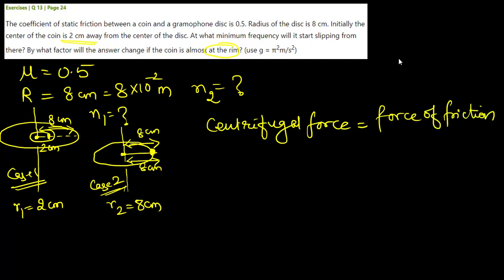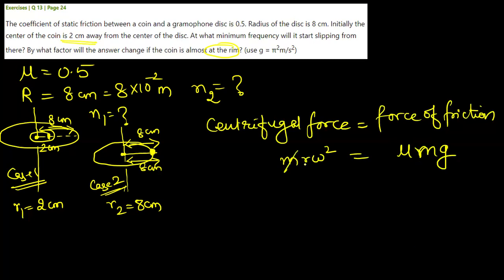Why centrifugal force? I repeat once again, if you read the question very carefully, you will find that the coin is going away from the disc. So the force which goes away is called centrifugal force. In case of centrifugal force, we have the formula m r omega square. m r omega square will be equal to the force of friction, which is given by mu mg. This is the 11th standard formula.